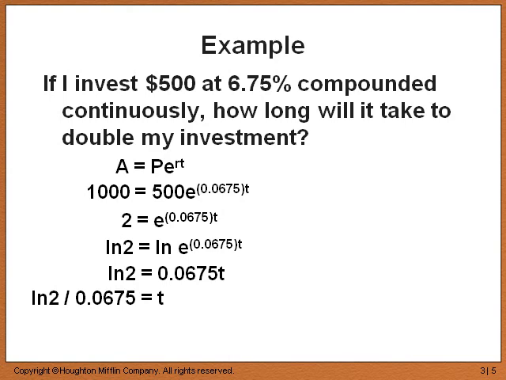And since you did this problem on your own, you should have come up with this answer. t equals 10.27 years. So if I invest $500 at 6.75% compounded continuously, after 10.27 years, I will end up with double of the initial principal.